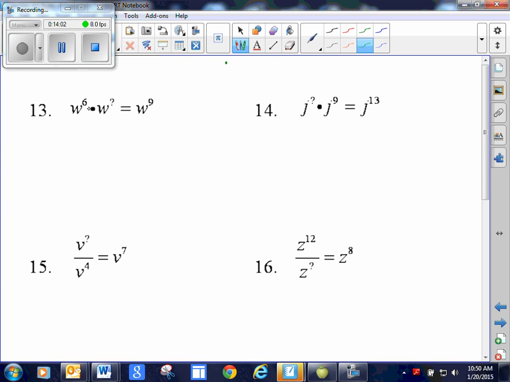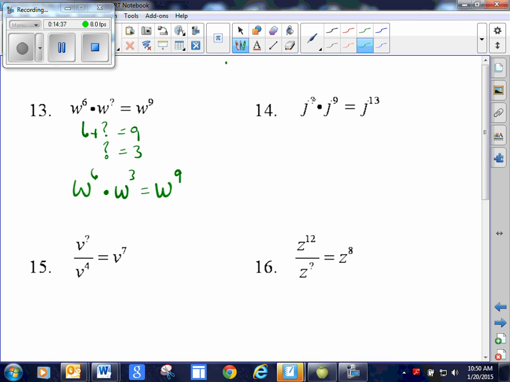So I'm asking you now, what would the question mark have to be to make the answer to this product w to the 9th power? Well, we know our rule says that you're going to add your exponents together, and that gives you your new exponent. So basically, I'm asking you 6 plus what will equal 9? Well, we know that the what has to be 3. So w to the 6th times w cubed is what will give us w to the 9th. 6 plus 3 is 9.